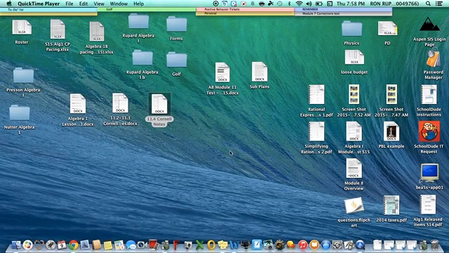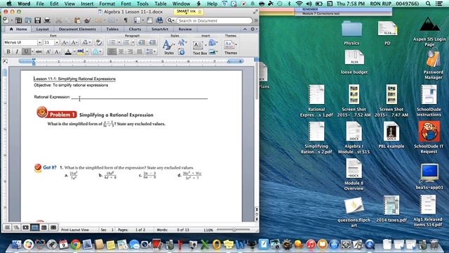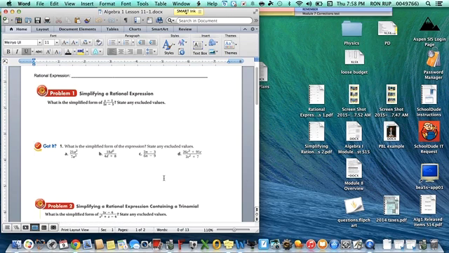Okay, so we're going to first start by looking at the notes from Thursday. Now, if you remember, we talked about how to simplify a rational expression. And what that involved doing is factoring by greatest common factor or by factoring a trinomial and then canceling out or making 1 anytime the numerator and the denominator were identical.